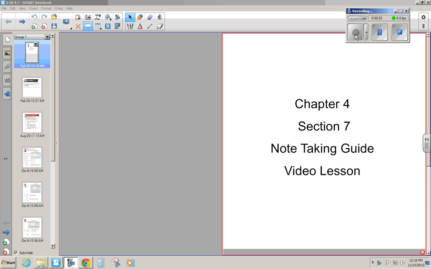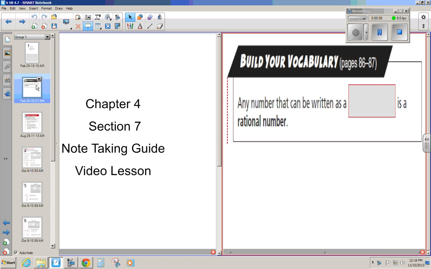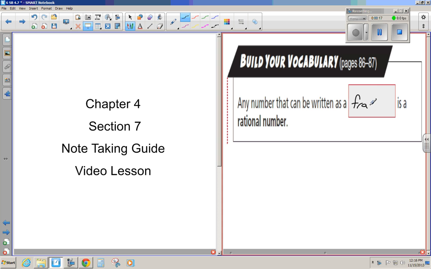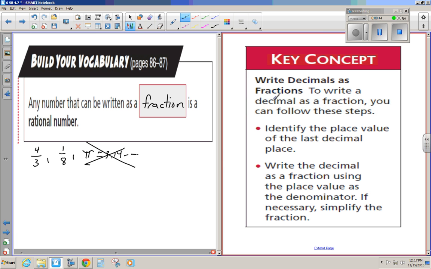Welcome to Chapter 4, Section 7, Writing Decimals as Fractions. To begin with, any number that can be written as a fraction is a rational number. That means a fraction can be 4/3, rational number. 1/8, rational number. A number like pi, which is 3.14 and so on, is not rational. So this is how you go ahead and set this up.